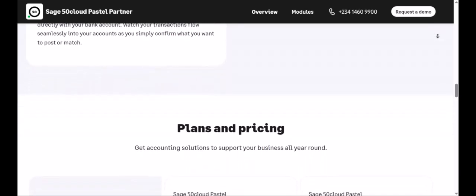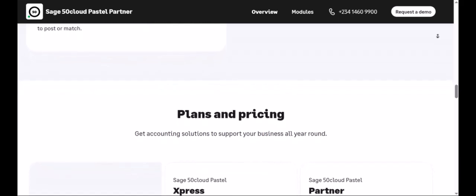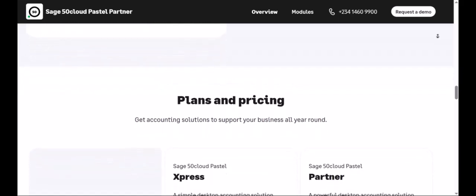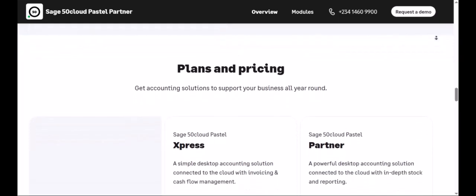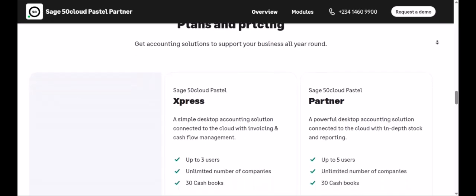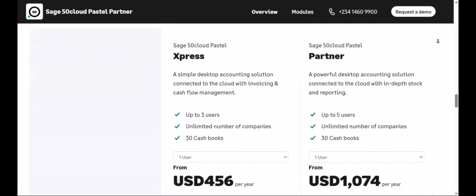Sage Intacct thoughtfully categorizes its reports into 3 primary types: financial reports, operational reports, and custom reports. Each category serves a distinct purpose and provides unique perspectives on your financial data.